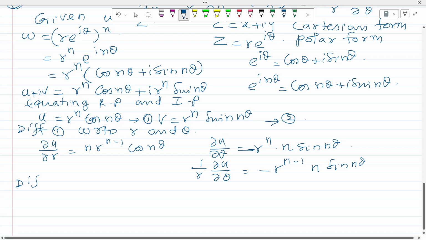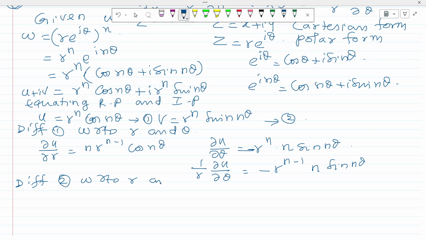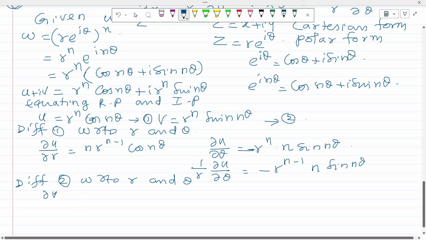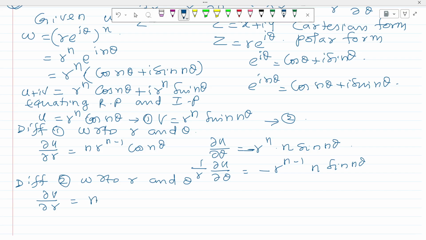Differentiating u and v with respect to r and theta. What is dou v by dou r here? What is v here? v is r power n sin n theta. So dou v by dou r is n into r power n minus 1 sin n theta.